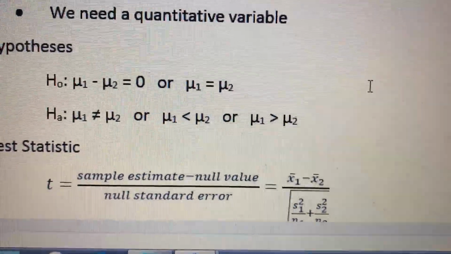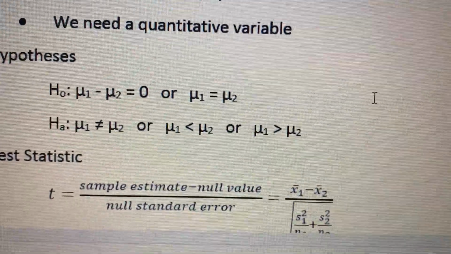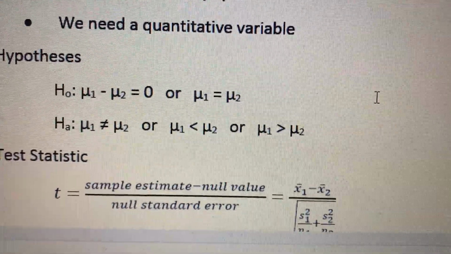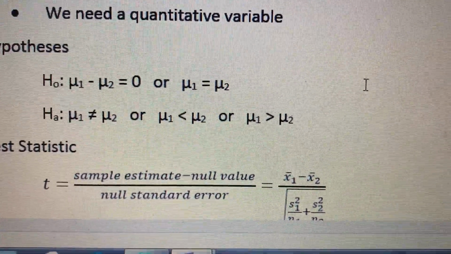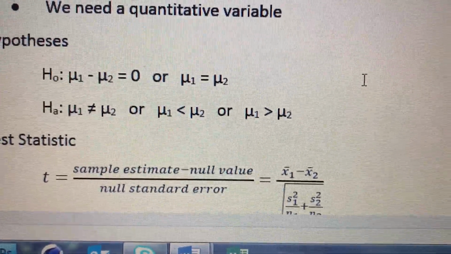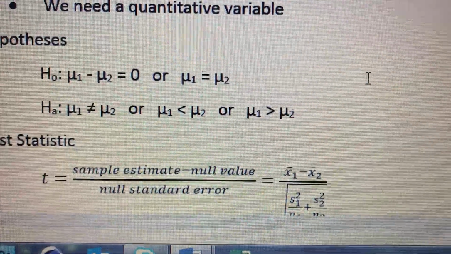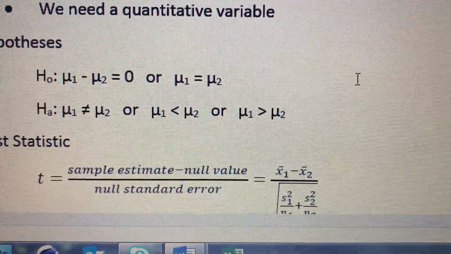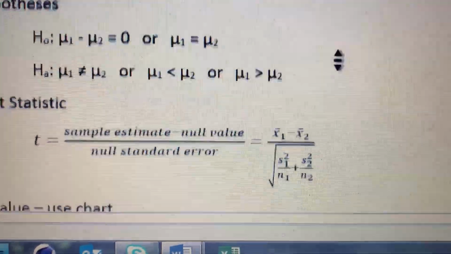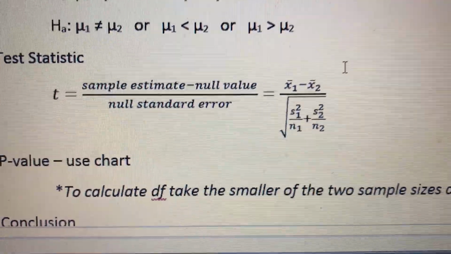Our alternative hypothesis will be one of these three, depending on the question being asked. Either mu1 is not equal to mu2, or mu1 is less than mu2, or mu1 is greater than mu2. Usual caveats, you can use greater than or equal to, or less than or equal to, if you want. I just like using equals.